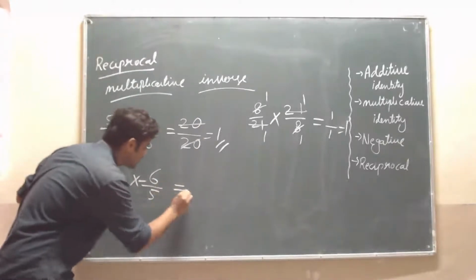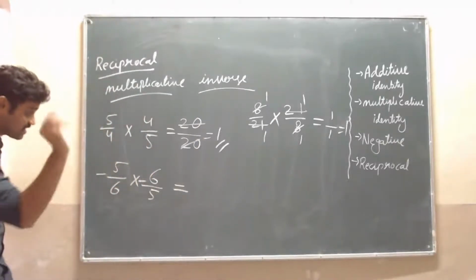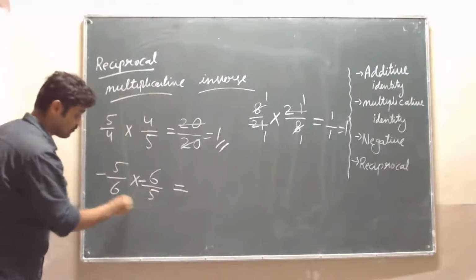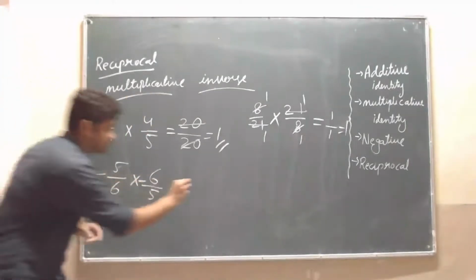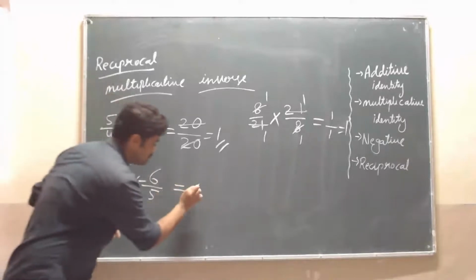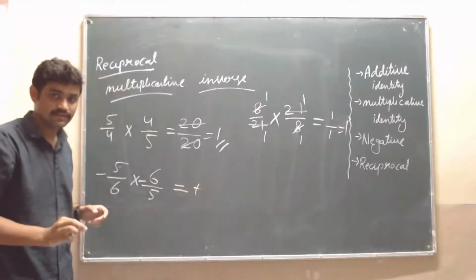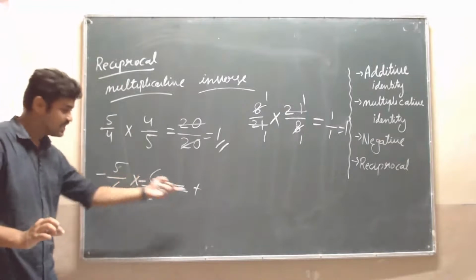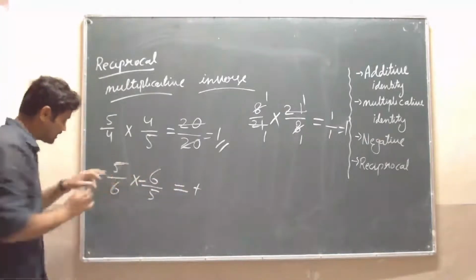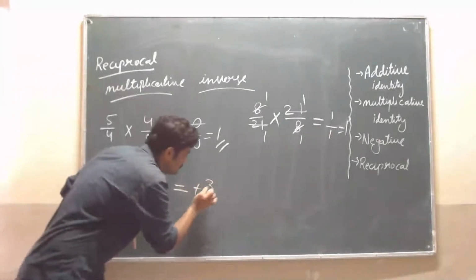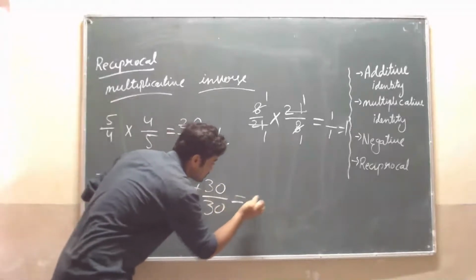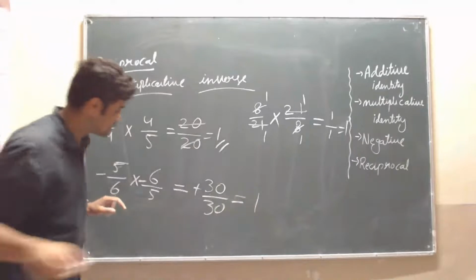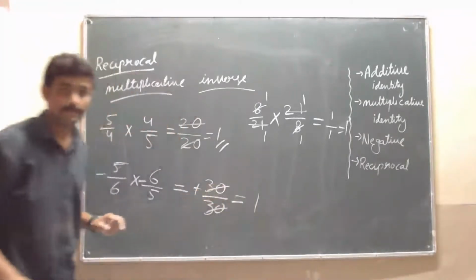Then what is the answer here? 5 6s are 30. Divided by 30. 5 ones are 5, 6 ones are 6. Minus into minus is plus. Is it? One more time I will explain: 5 6s are 30 and 6 5s are 30. What is the answer? 1. Why, sir? By the cancellation method.